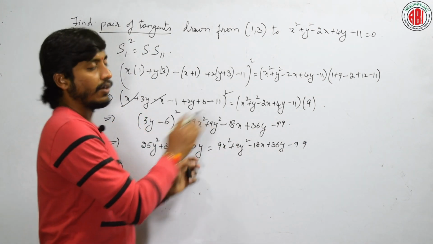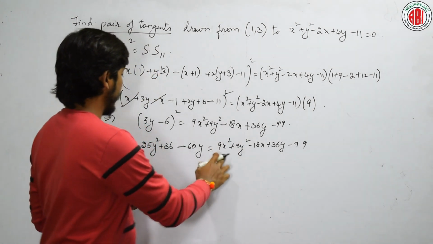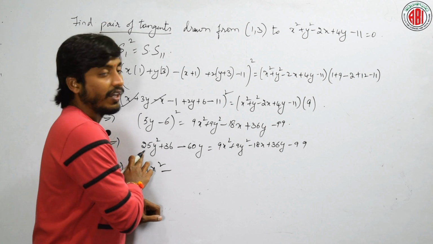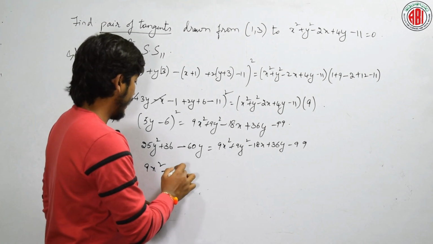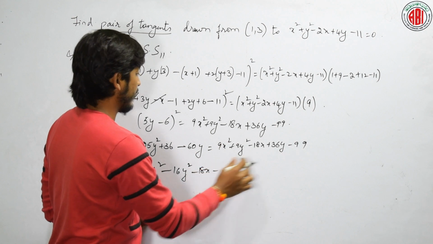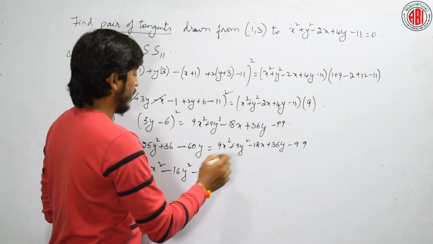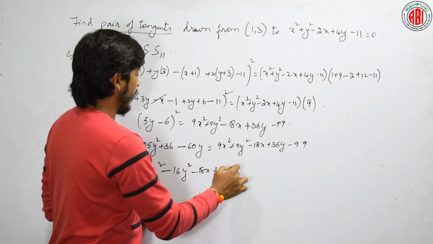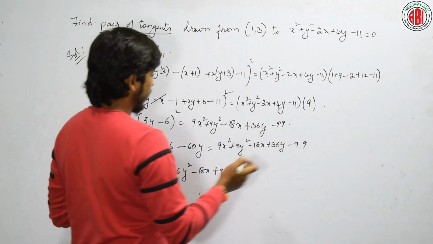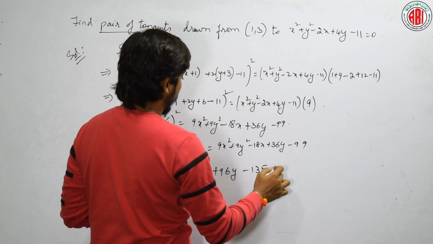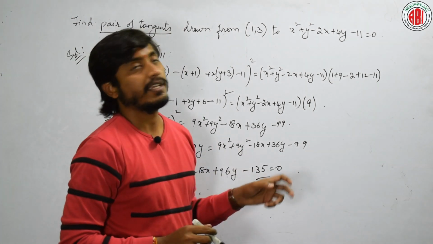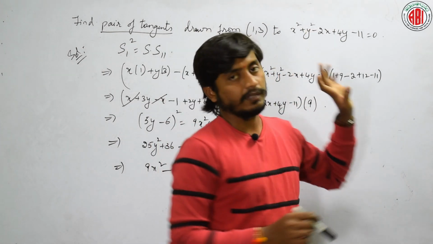Okay. Let us take all factors to one side. 9x square and 9y square minus 25y square, how much is it? Minus 16y square. The next is minus 18x, 36 plus 60, that is 96y, and the 99 will go to that side, 99 plus 36, that is 135 equal to 0. This is the pair of tangents from this point to this circle.